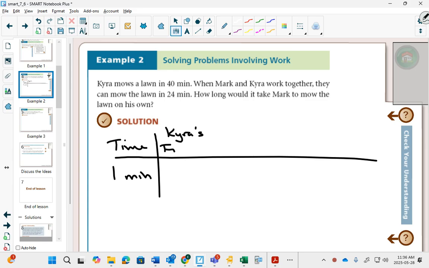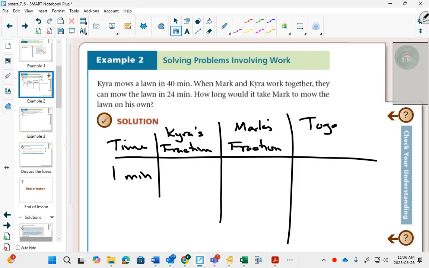Kira's fraction, Mark's fraction, and the together fraction.